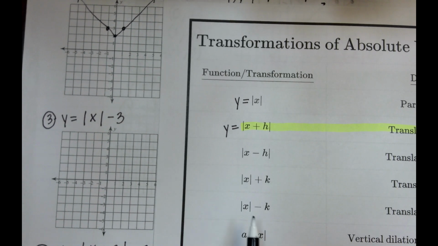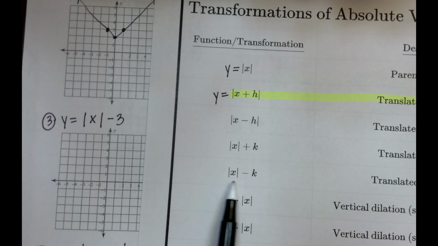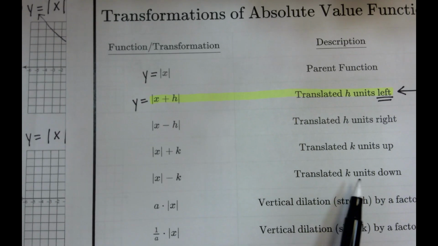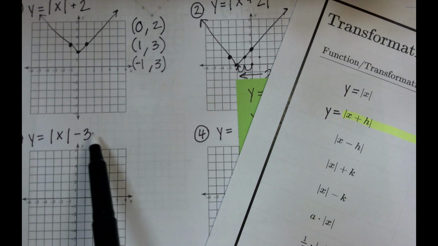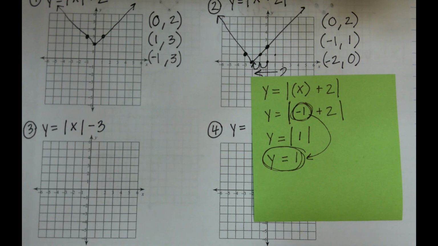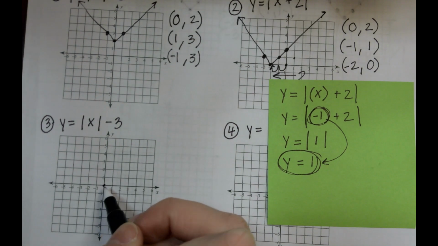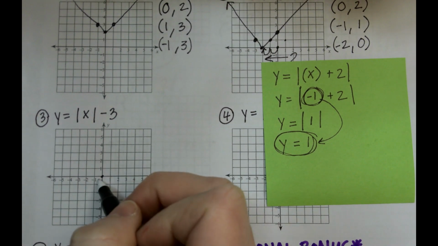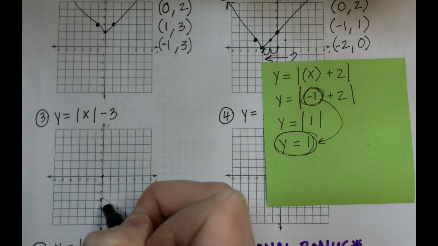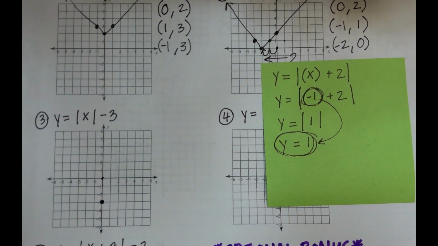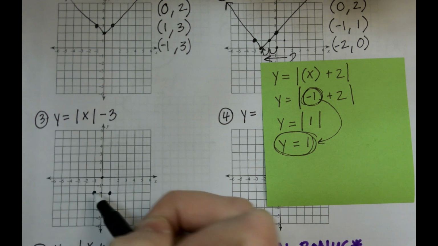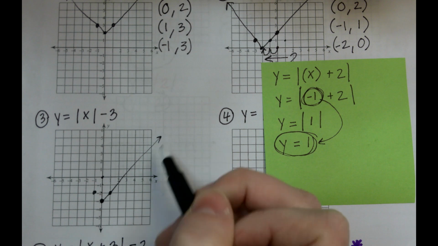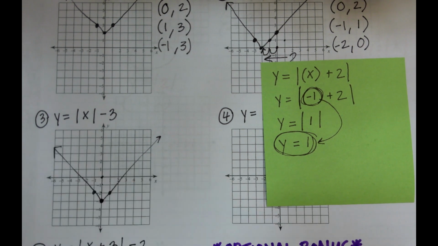Let's look at our little cheat sheet. It matches this one. What are we going to do? Start at -3. We're going to translate k units down. So since we're going down 3, instead of at 0, 0, you're going to go down 3. 1, 2, 3. That would be your starting point. And from there, you can draw your V. Like that. That make sense?